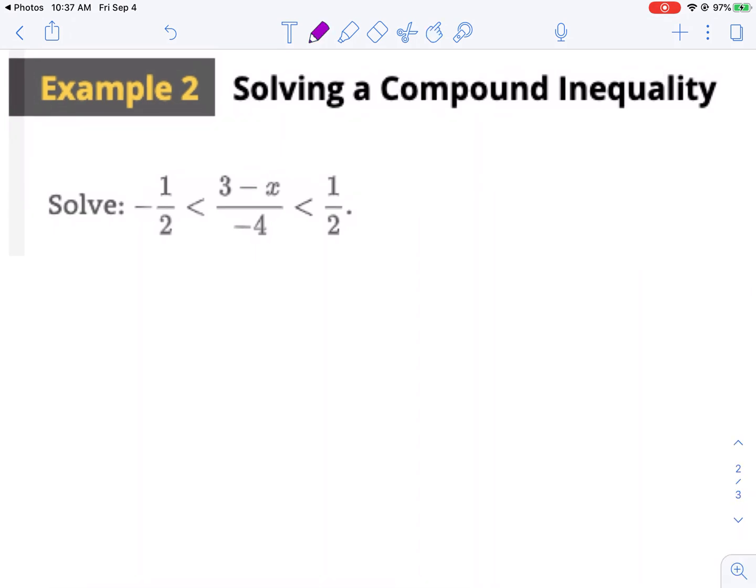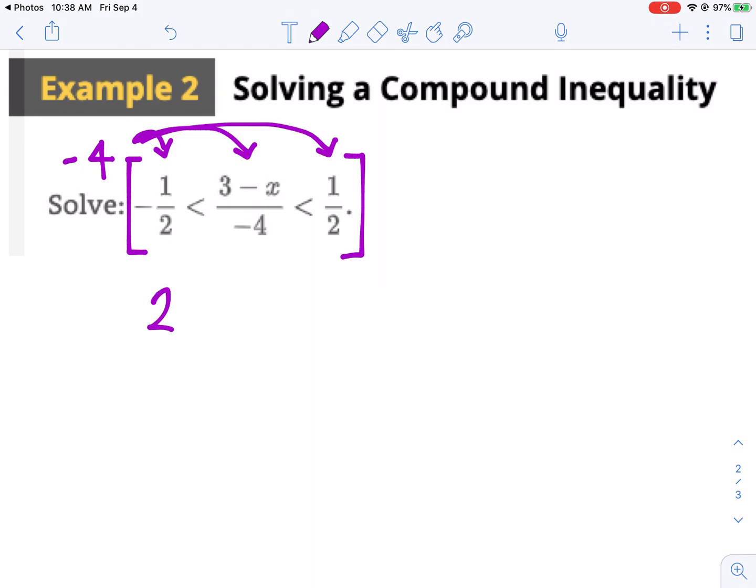So first thing I want to look at, I have fractions. The easiest way to get rid of those fractions is to multiply everything by like -4, right? That least common denominator. I multiply everything. Please note, all 3 parts will get multiplied. That leaves my first one, my first distributing, to be +2. This next one would be 3 minus x. And this next one would be -2.